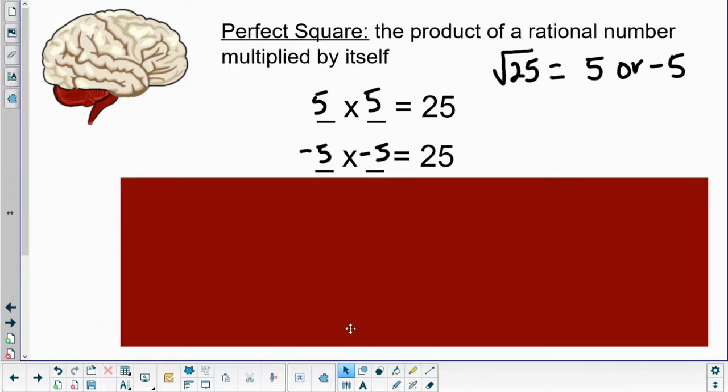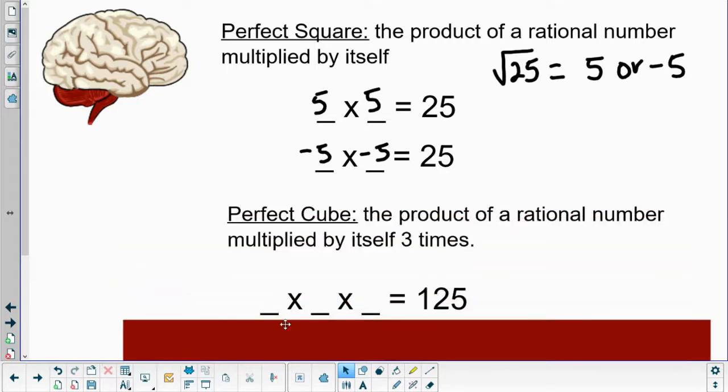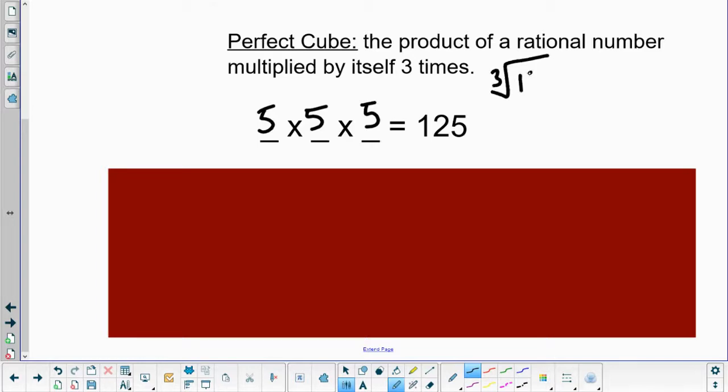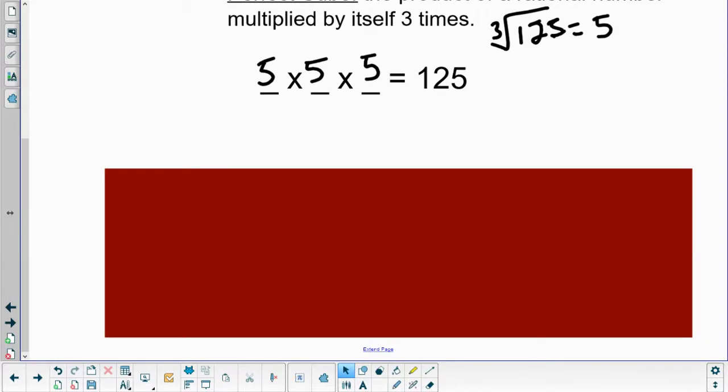All right, let's think about perfect cubes. Could they have more than one solution? All right, so we want to figure out the cube root of 125. Okay, so what times itself 3 times gives 125? Again, 5 times 5 times 5. Okay, so one possible solution to the cube root of 125 is 5.